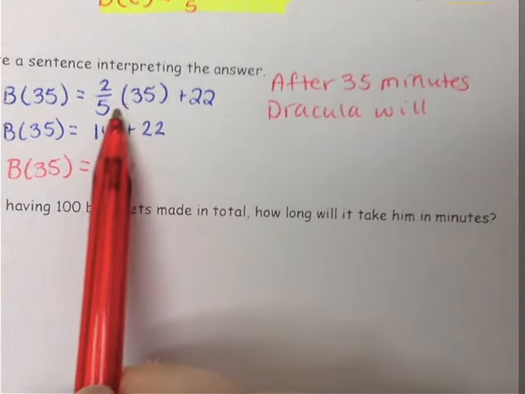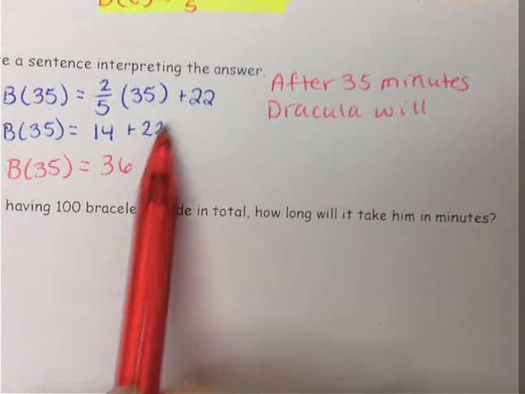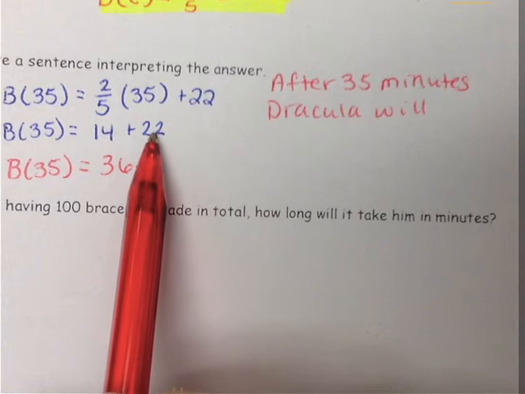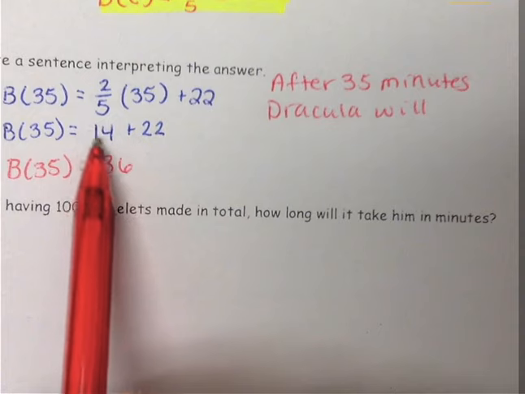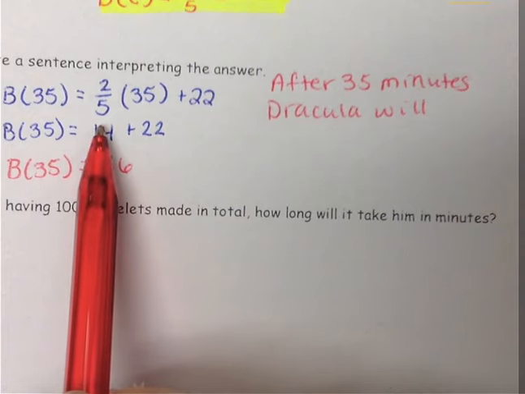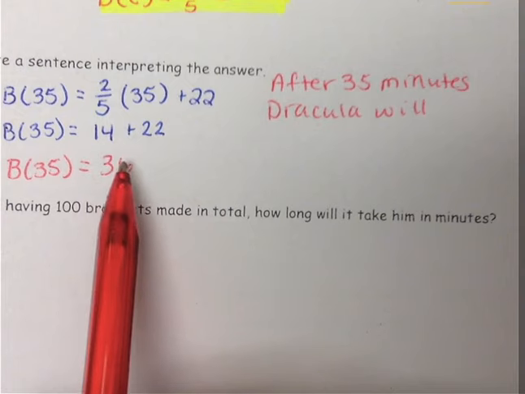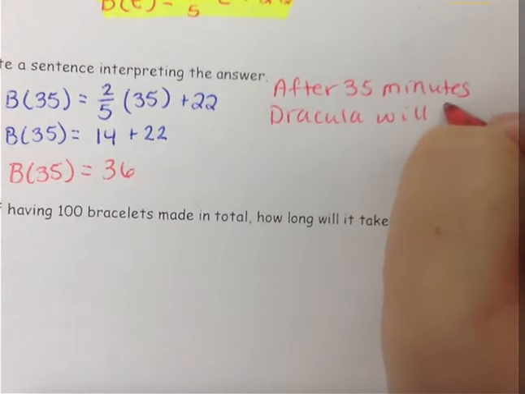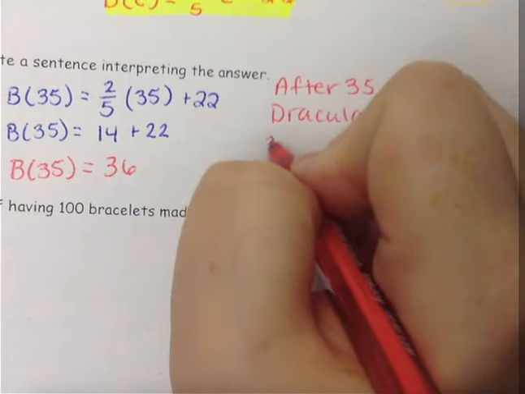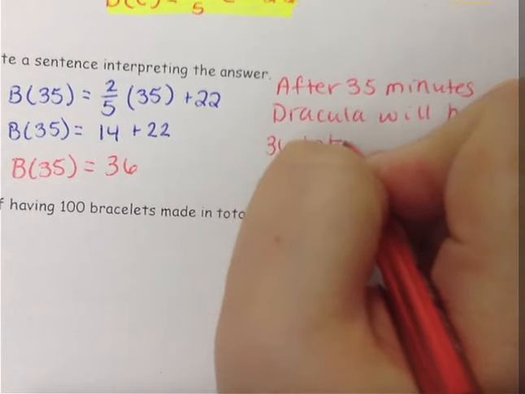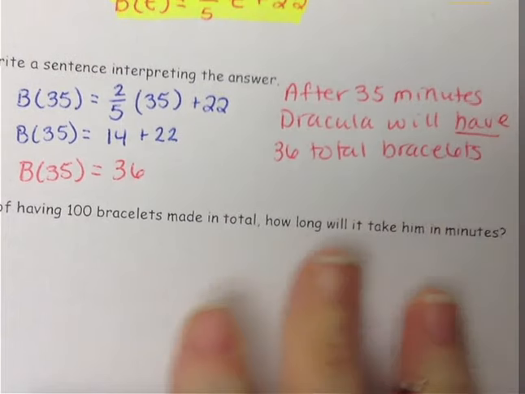So if we think about this, the 22 that we had to add on was what he already had. He didn't make these 22. However, he did make these bracelets. He made 14 bracelets. So he doesn't make 36 total, but he will have 36 total. So Dracula will have 36 total bracelets for the fundraiser.